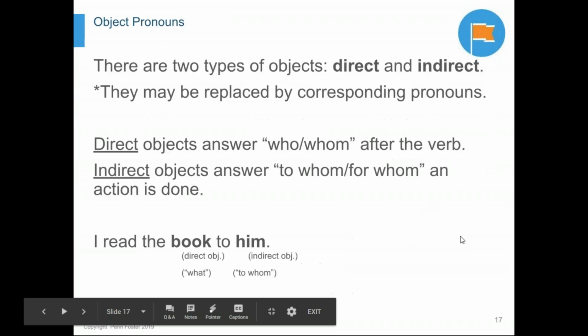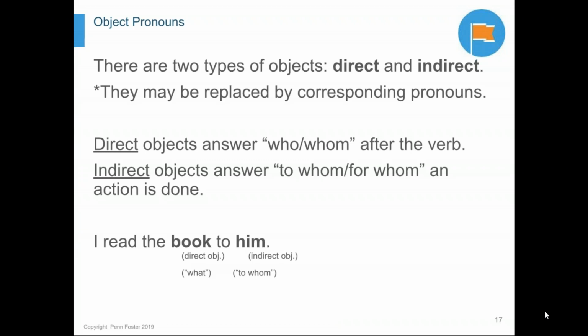Okay, so as we move on to our next type of pronoun, we will discuss object pronouns. And before we get into the pronouns themselves, something to keep in mind that you're probably already familiar with from having learned English grammar is that there are two types of objects, both direct and indirect. And direct and indirect objects may be replaced by a corresponding pronoun in English and in Spanish as well.